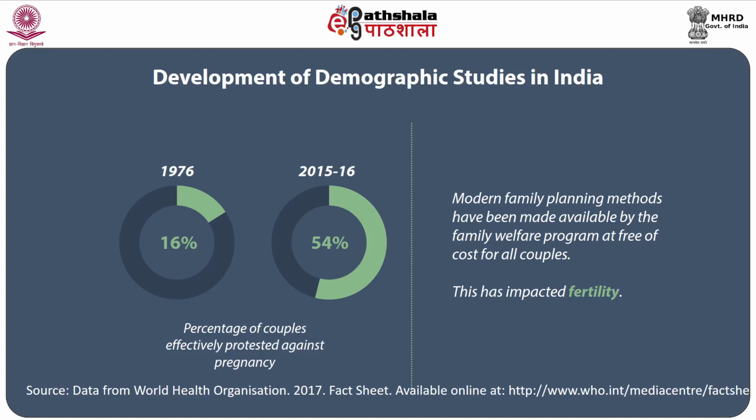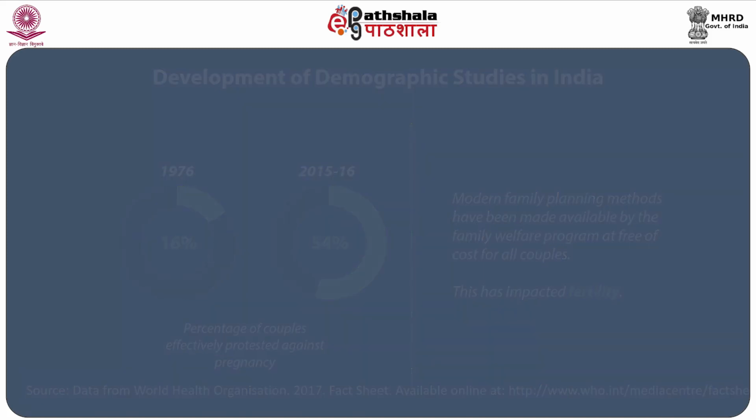As a result, the percentage of couples effectively protected against pregnancy has increased from 16% in 1976 to 54% in 2015-16. This has significantly impacted fertility.